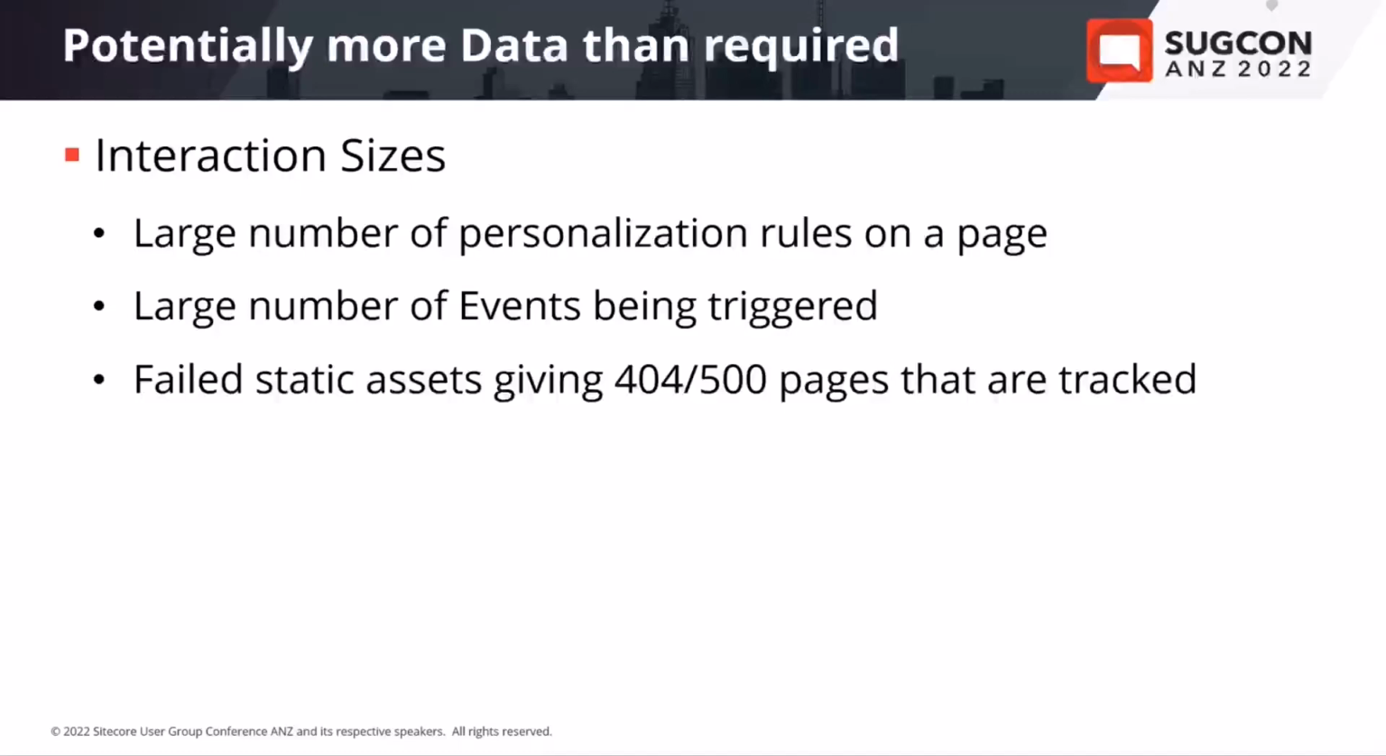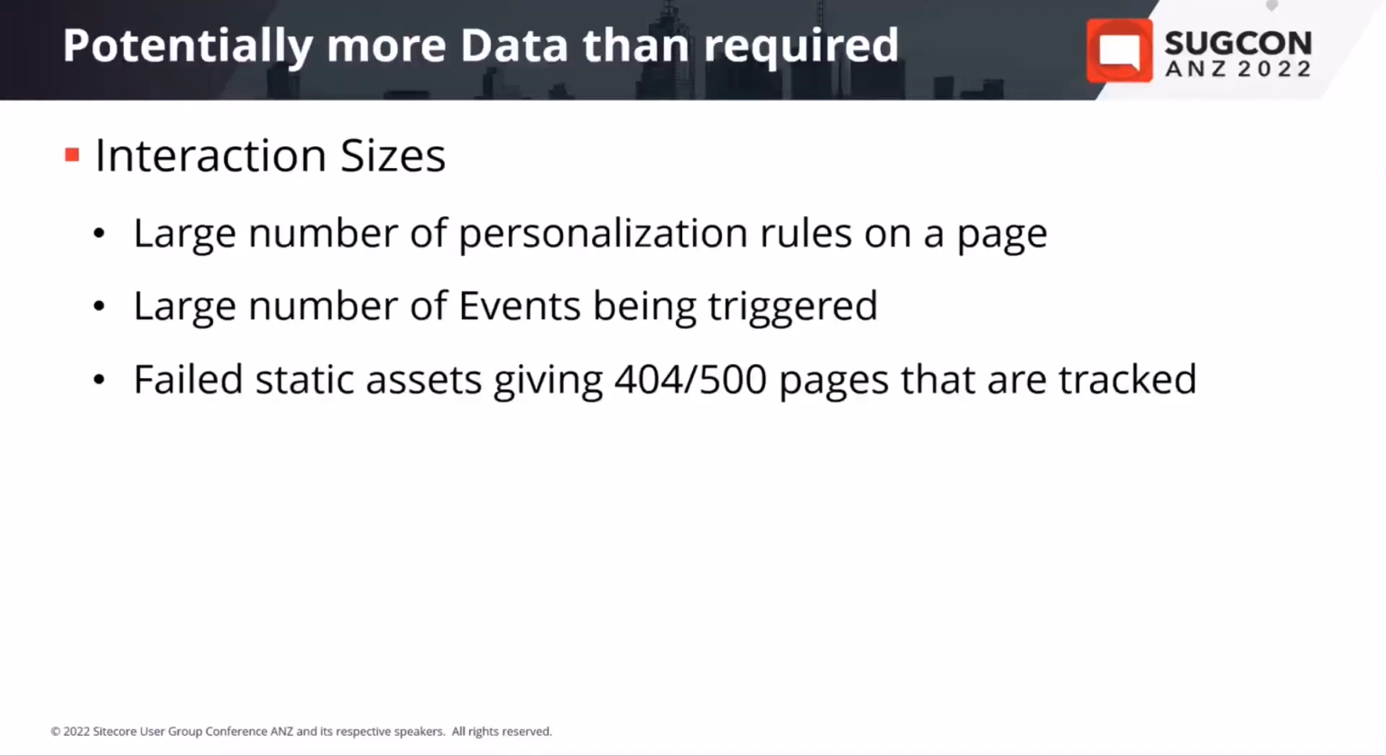So interaction sizes. We've just talked about number of interactions per contact, but interaction size is very important as well, because of the amount of data that's being passed around the different roles in Sitecore. Obviously everything takes up network traffic, so it's important to keep these as small as possible. If we have a large number of personalization rules on a page, that information will go into the interaction data. If we have a large number of events being triggered, even the same event, then that can end up in the interaction data. And even failed assets or error pages can also go into the interaction data. So all of this can bloat the interaction data.